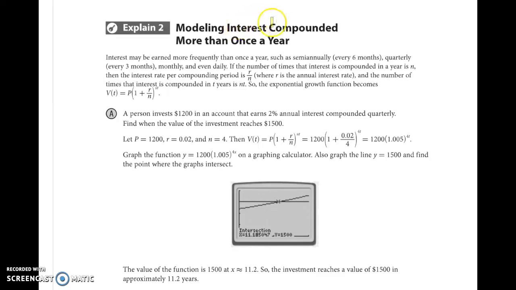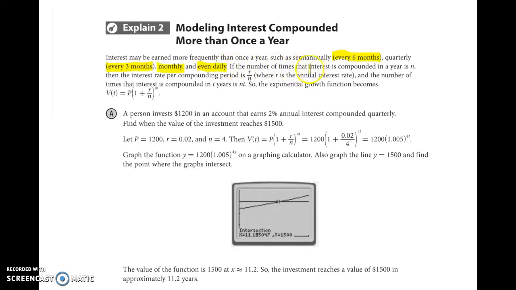So it says modeling interest compounded more than once a year. Interest may be earned more frequently than once a year, such as semi-annually, which is every 6 months, quarterly, which is every 3 months, monthly, which is obviously 12 times per year, and even daily, which would be 365.